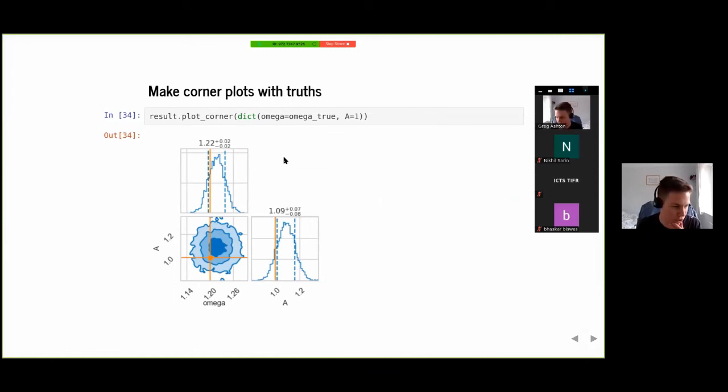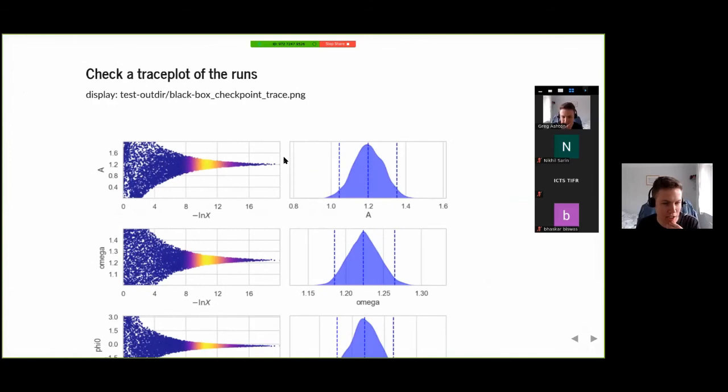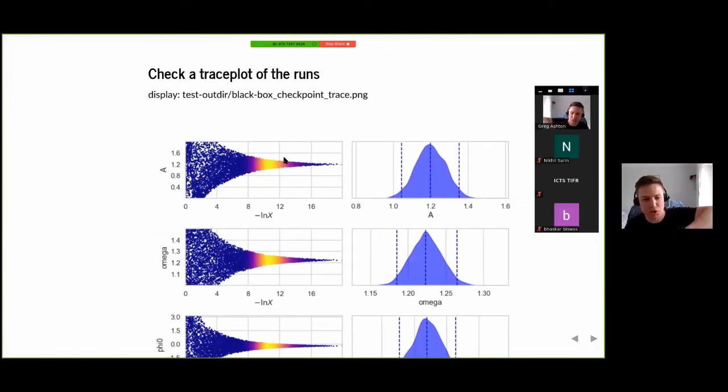Shrashti asked, sorry, what is the color axis? Okay, so the color axis on these trace plots is essentially where the posterior samples are drawn from. The more orange it is, those are the points which you actually use in your posterior distribution. This is coming from the way that nested sampling works.